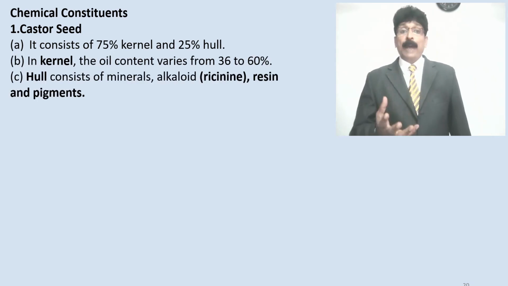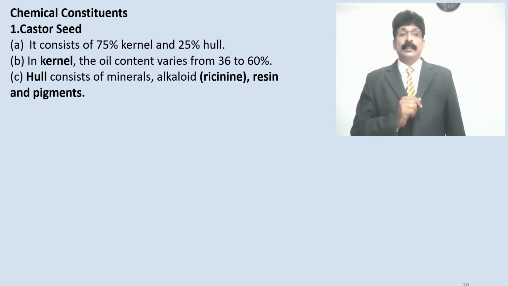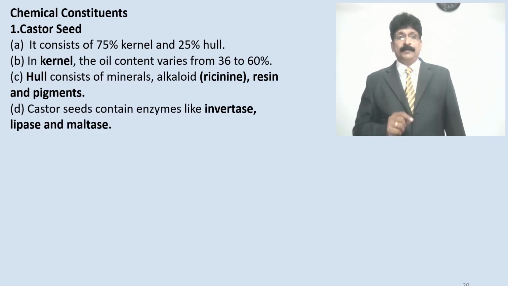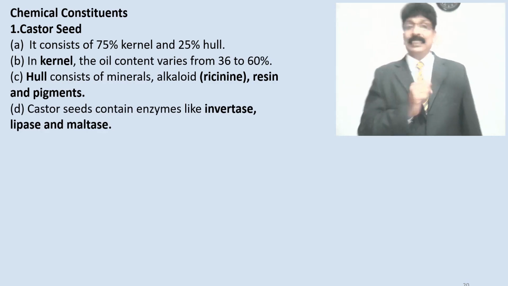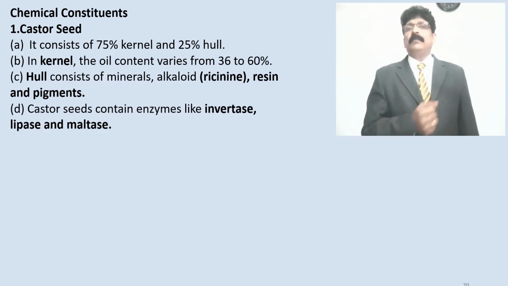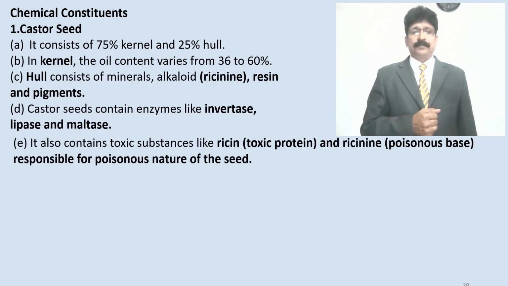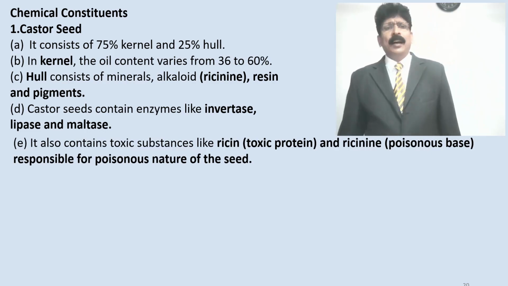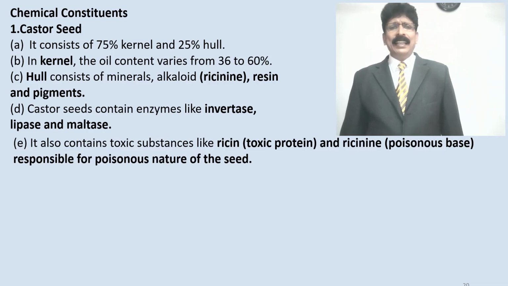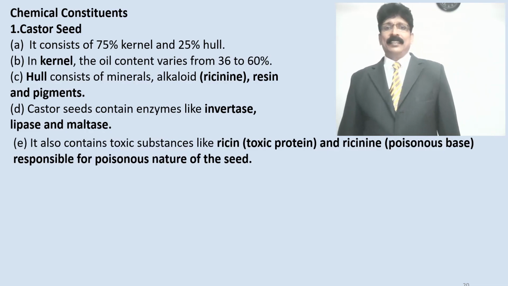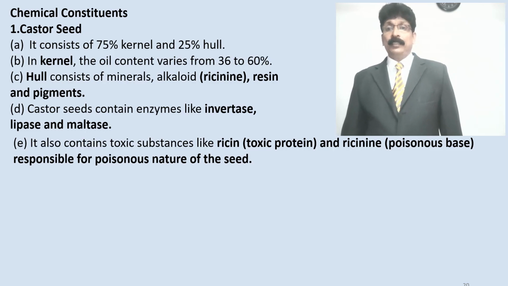The outer part, the hull, consists of minerals, alkaloids, resin and a pigment. The castor seed also contains enzymes like invertase, lipase and maltase. It also contains a toxic substance, ricin, a toxic protein. This ricin, a poisonous base, is responsible for the poisonous nature of the seed.